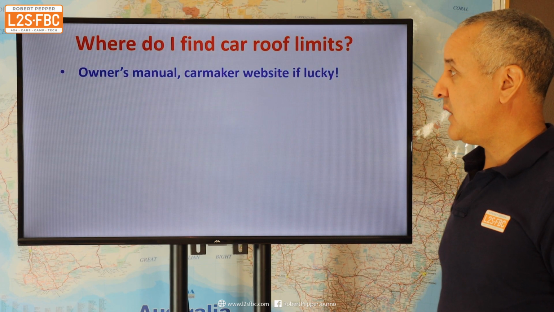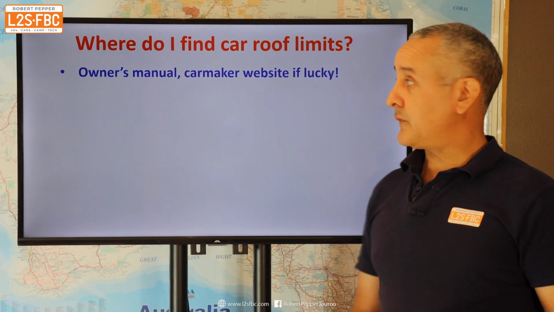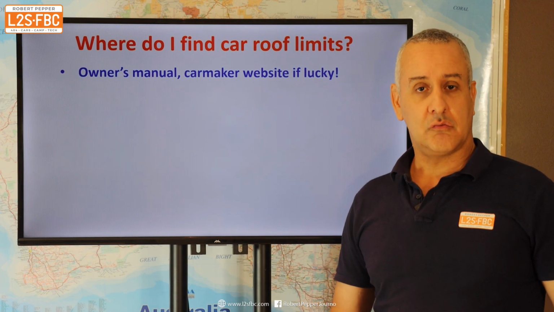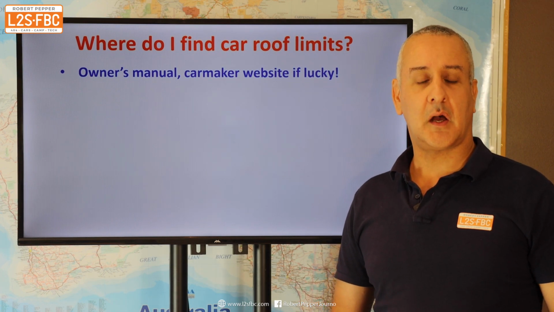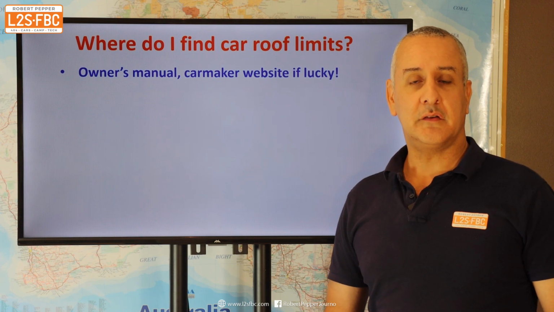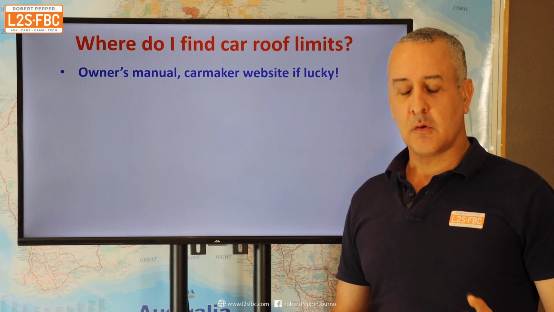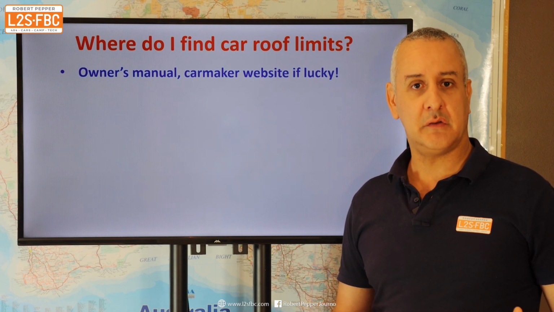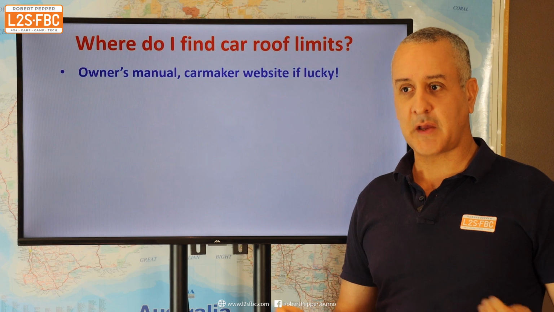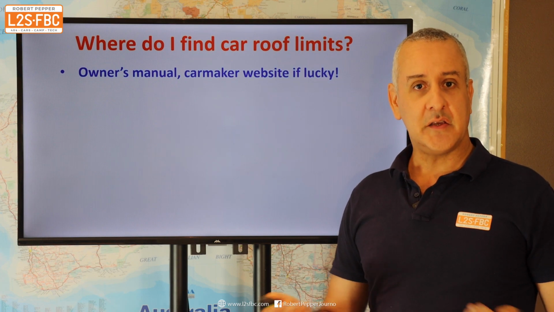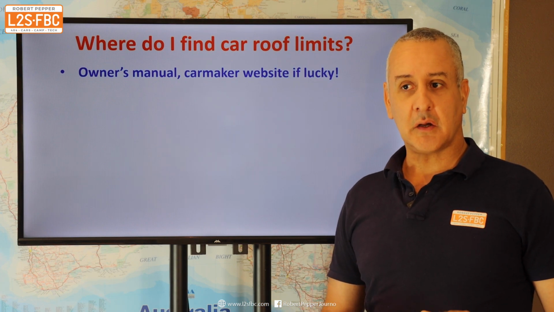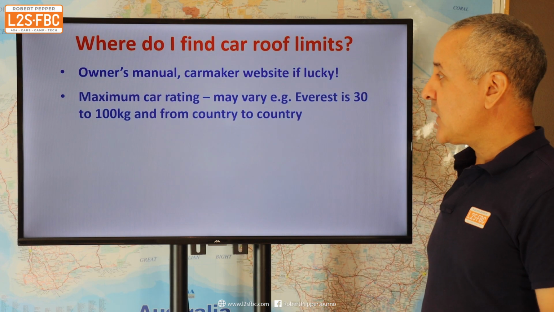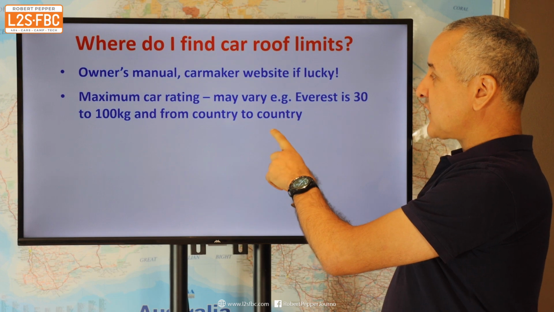Okay, so where do you find the limits? Well, look in your owner's manual. That's the first place. If you're lucky, they'll be on the car maker's website. Some car makers are really good about putting lots of specs up there. Well done, Toyota, for example. Others are pretty awful. Why do they keep putting the bore and stroke of the engine up there? It's the most useless information possible to just about anyone for any car buying decision, yet you'll find bore and stroke for the engine, but you don't find roof limits.